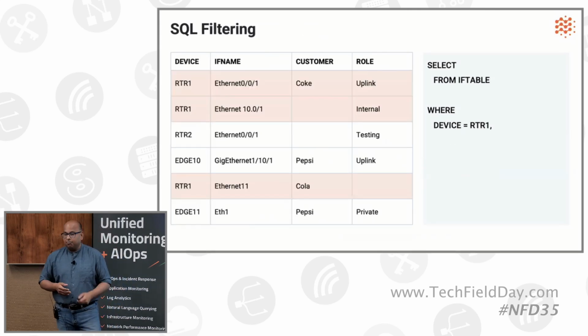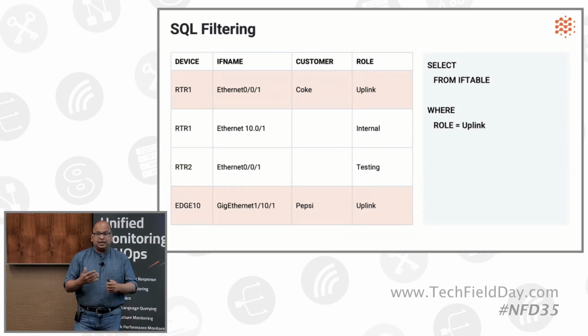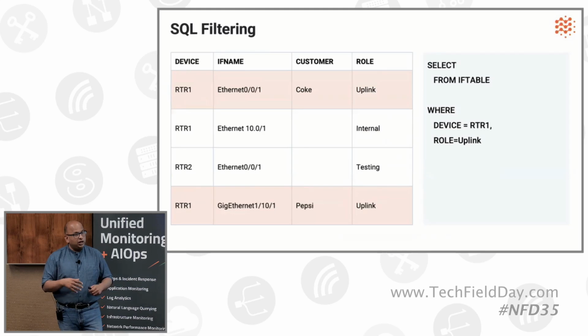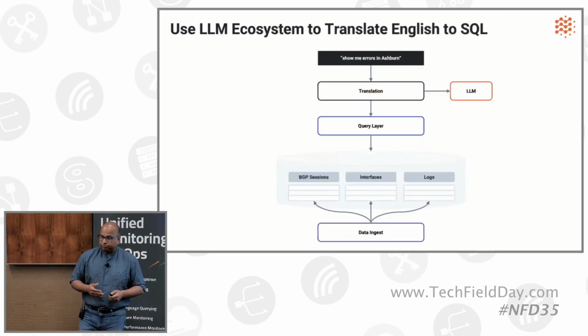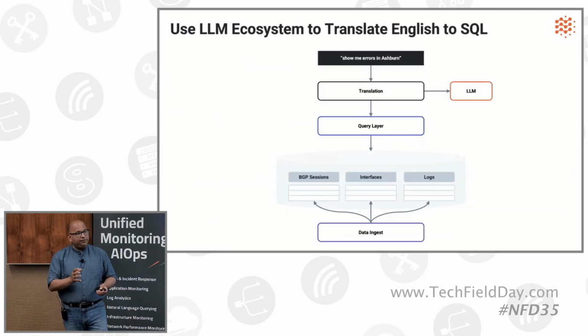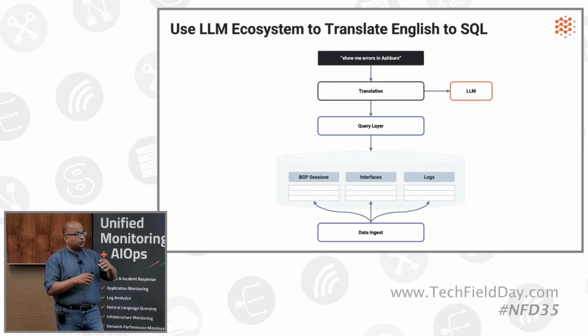Right? Filtering is again the most important part. So select from IF table where device equals router 1. Or you can say where role equals uplink. For some reason you want to see what are my interfaces where the role is equal to uplink. You can say, not only do I want role equals uplink, I want device equals router 1. So SQL allows you to give all of those things. So now we've said we have SQL as the uniform language to query our databases. Now the second aspect is you interface the LLM, and the LLM is going to take the English phrase.